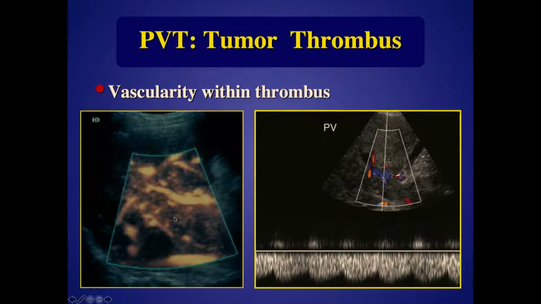This is the area of the portal vein here. And you can see there are tiny vessels there, and when we sample those vessels, we get very low resistance arterialized flow, classic for tumor vascularity. You know, tumor vessels are abnormal, they have very thin walls, poor muscle within them, and what that translates to on the Doppler exam is relatively high velocity, low resistance flow in tumor vessels, demonstrated in tumor thrombus.